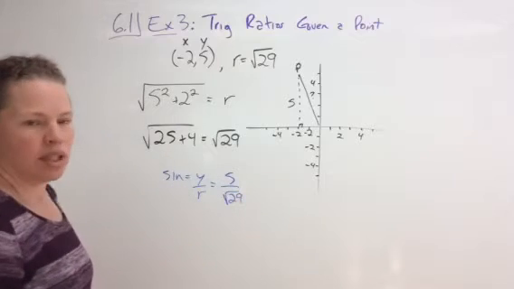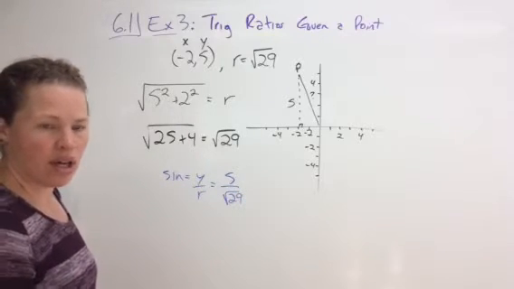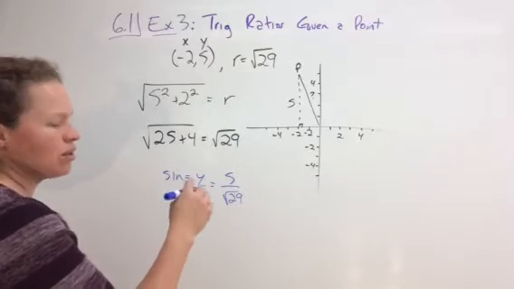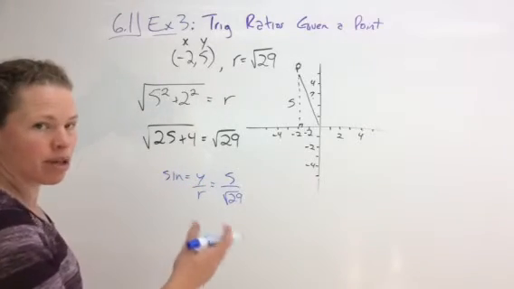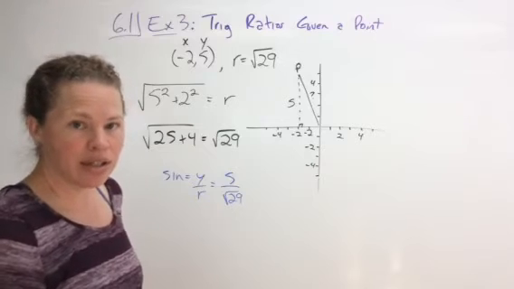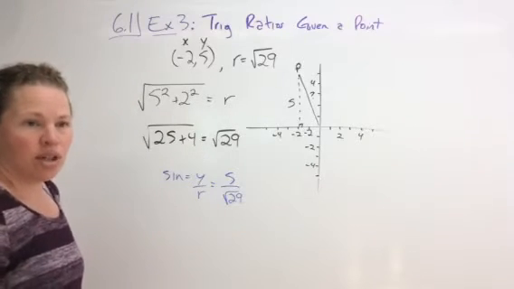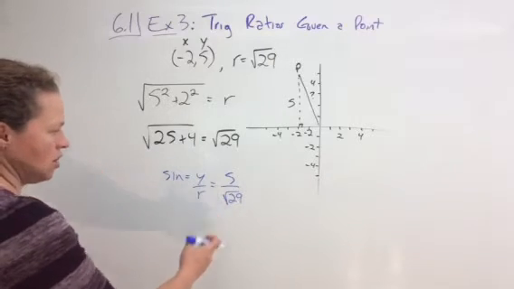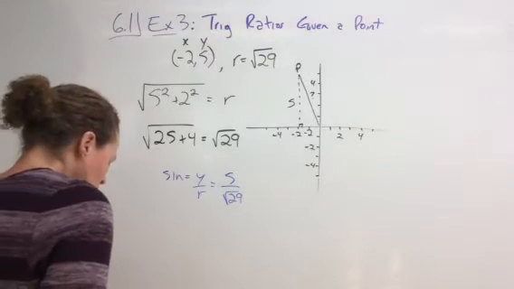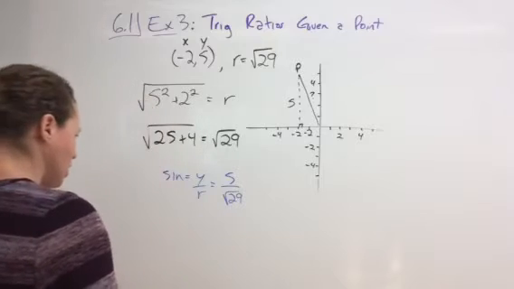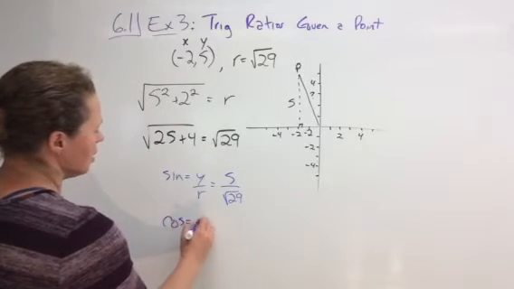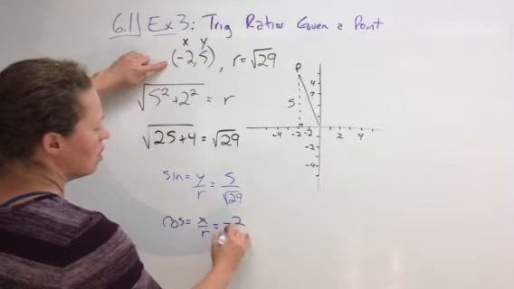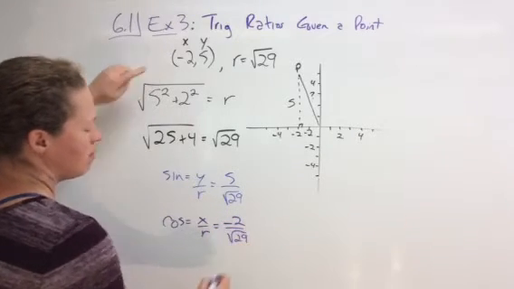Simple. If you want to actually solve it, then you would have to go second function sine, bracket 5 over square root of 29, close bracket, right? Plug it into your calculator. But when they ask you to figure out the ratios, they're not asking you to find the angle. They just want the ratio as it is. So, moving on, cosine is x over r. X is -2 over root 29. Done.